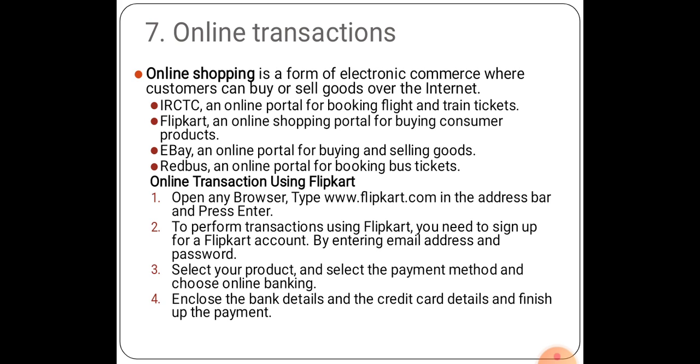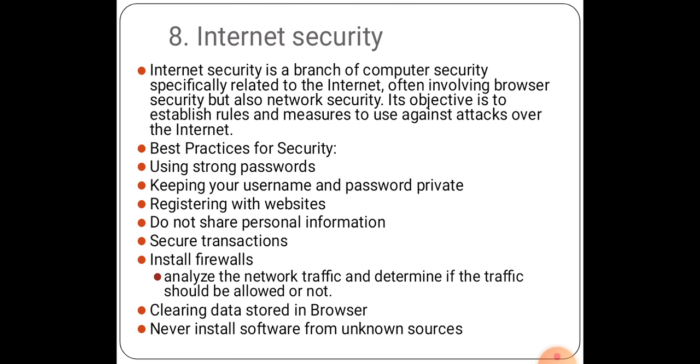So finally, after all the searching, you will be selecting a product which you'd like. After that, you have to select the payment method and choose online banking. If you are choosing online banking, you will be transferring money from your account to Flipkart's account. So it will be asking for the bank details and credit card details. You'll be typing the CVV number and the required fields of that section and finish up the payment.